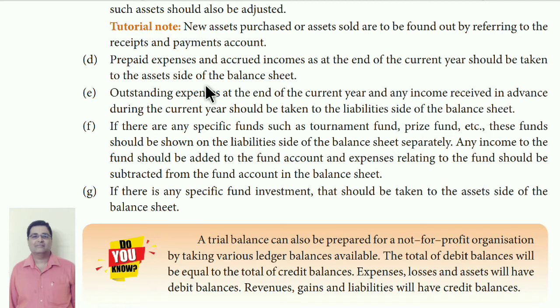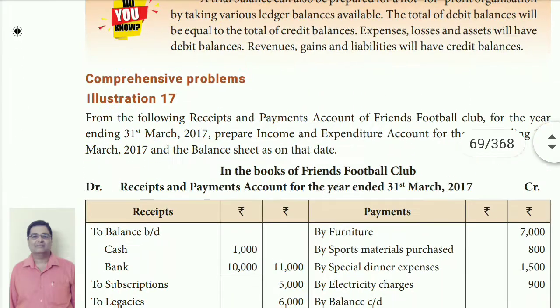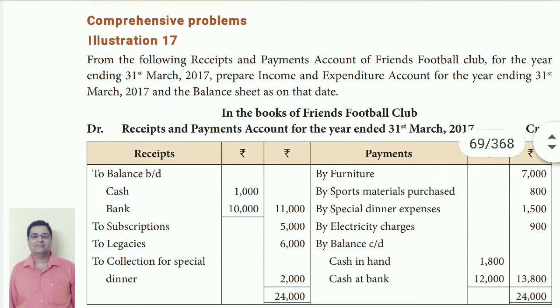Today we are going to discuss class 12, lesson 2, illustration 17. Before we do illustration 17, we have to know some important points. Prepaid expenses and accrued income at the end of the current year should be taken to the asset side of the balance sheet. And whenever in the question the capital fund is not mentioned, we have to prepare the opening balance sheet to find out the capital.